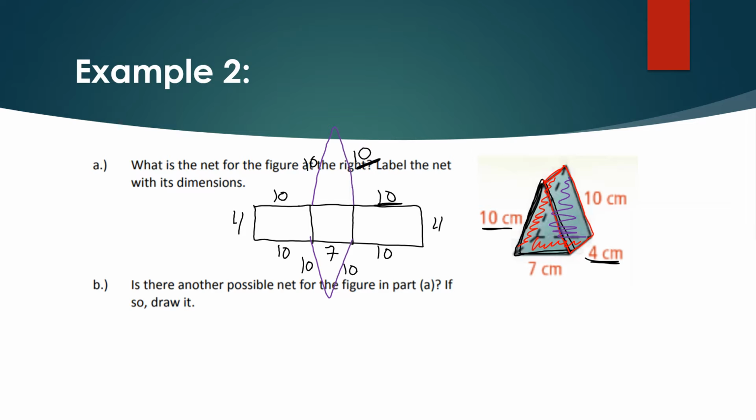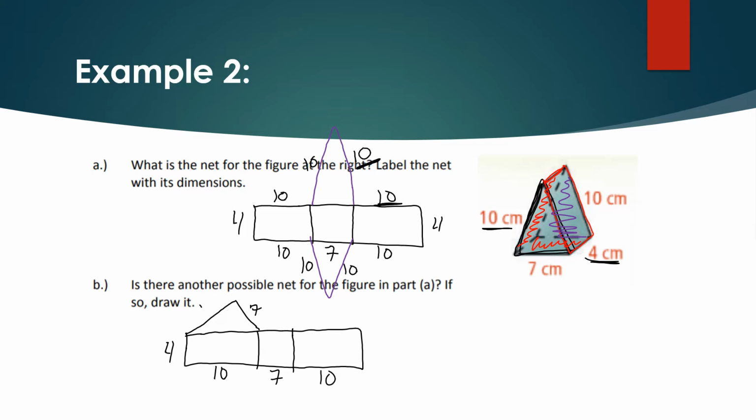So for B, they're asking, is there another possible way for us to draw this? And the answer is yes. Depending on where you try to deconstruct the three-dimensional figure, we can get different nets that will still fold into the same figure. So I'm going to start with my three rectangles again. But instead of having my triangles go off the middle section, I could have the triangles go off this left rectangle here.